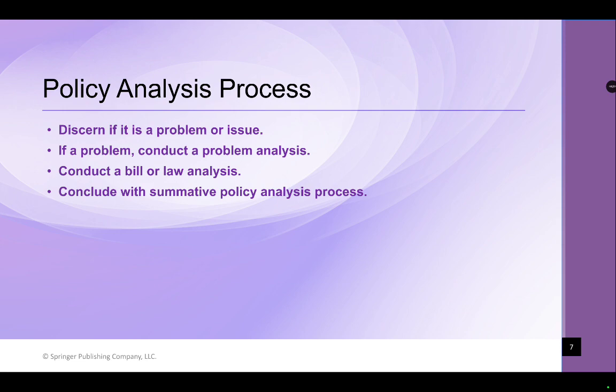Then the third step is to conduct a bill or law analysis, which is a critical appraisal of the components of the bill or law in relation to the areas of strengths and weaknesses, limitations, and opportunities for change or modification of the existing bill or law that impacts the identified problem. And then lastly, the policy analysis concludes with a summative policy analysis process, which determines the extent to which existing policy is viable and implementable as a solution to the problem. In this step, we are basically determining the extent to which the policy achieves the expected outcome.